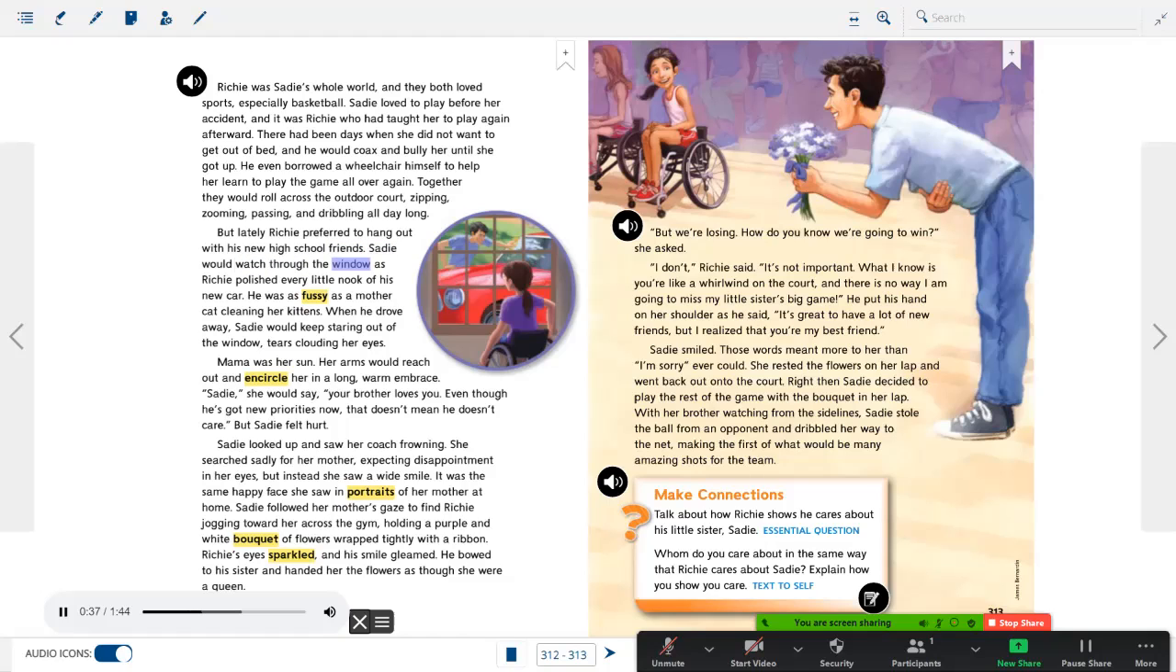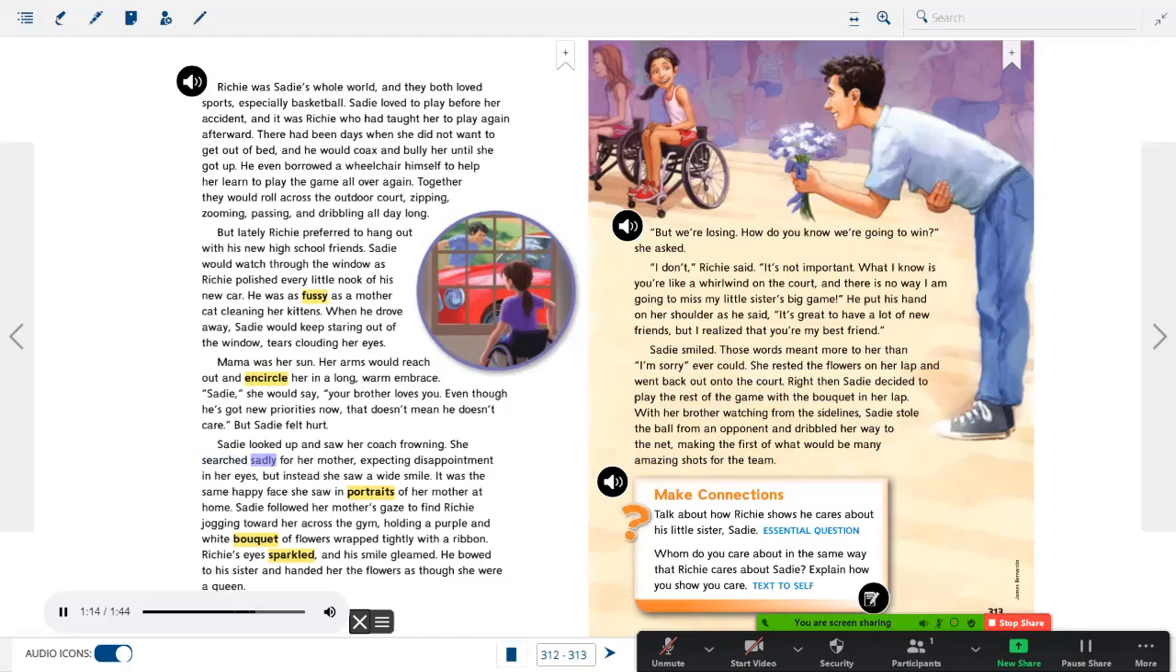Sadie would watch through the window as Richie polished every little nook of his new car. He was as fussy as a mother cat cleaning her kittens. When he drove away, Sadie would keep staring out of the window, tears clouding her eyes. Mama was her sun. Her arms would reach out and encircle her in a long, warm embrace. "Sadie," she would say, "your brother loves you. Even though he's got new priorities now, that doesn't mean he doesn't care." But Sadie felt hurt.